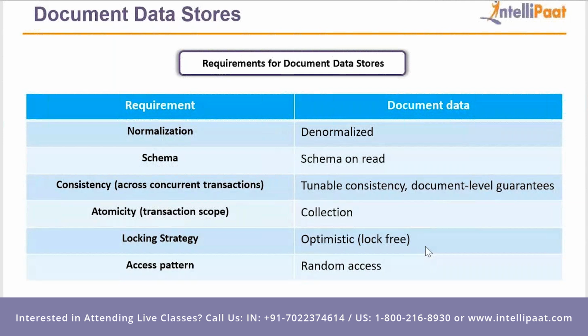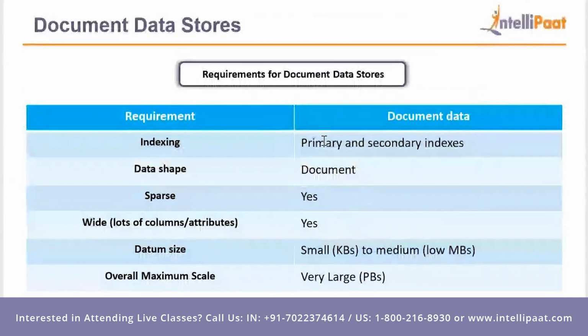So the next thing is how it is accessed. It's accessed in a random way. There's no need for a serial way. And for indexing, it supports both primary and secondary indexes. The data shape is a document, and the data is sparse. Your datum size is small to medium, so it supports data which is small to medium size, and the overall maximum scalable limit is very high. It's in petabytes. All right, so is this clear?